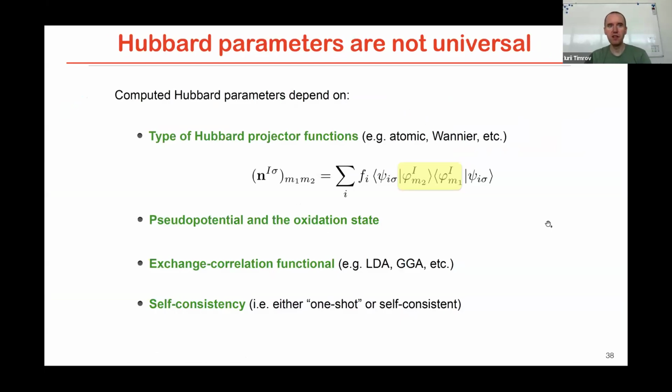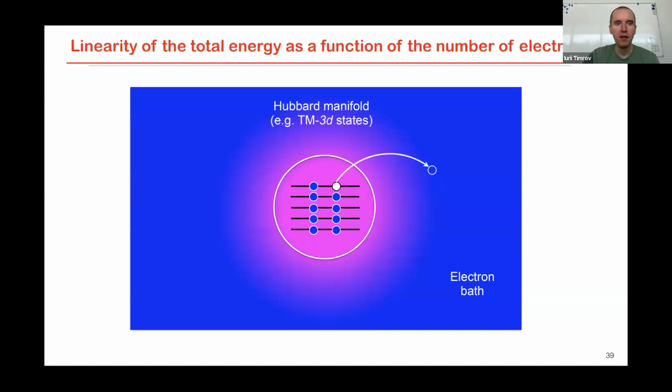So it's not universal. There is no one magical number that you can use across all iron compounds, as an example, but it also applies to other materials. So Hubbard U is not universal. It must be computed every time for every system. Okay, now we are coming to the discussion of how to compute Hubbard U ab initio. But probably at this stage we can make a little break.